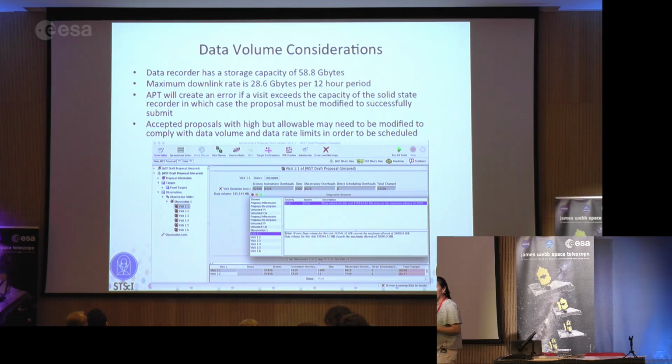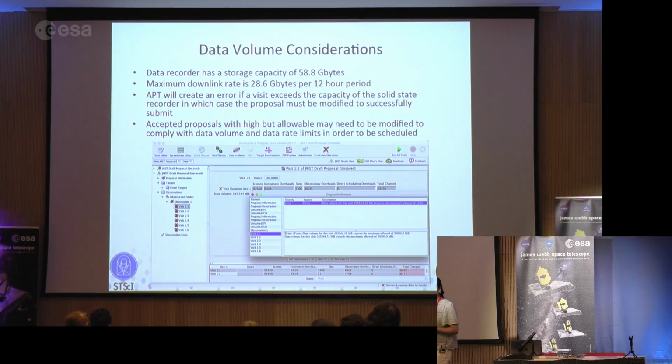One of the things that I think is important to appreciate about NIRCam is that because it has all of those pixels, it can generate a lot of data. And there are constraints on the amount of data that can be returned from the observatory. This is set by the storage capacity of the data recorder and the maximum downlink.